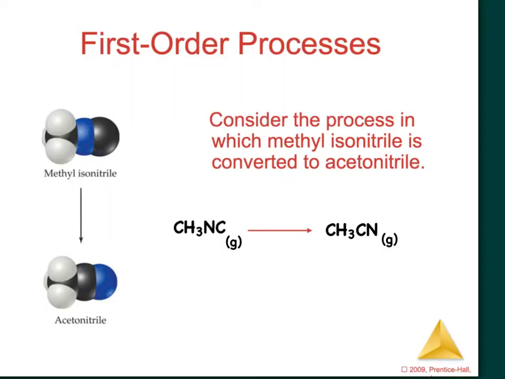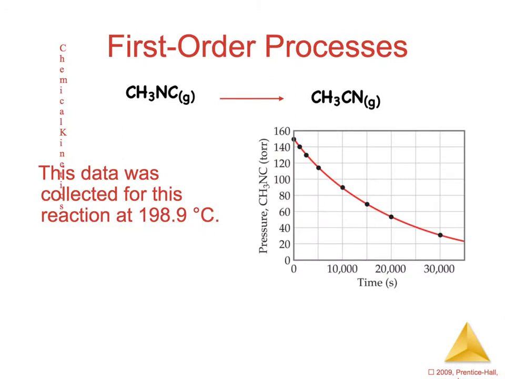The transformation of methyl isonitrile to acetonitrile is a first-order process. Both of these compounds are isomers, molecules that have the same atoms that are just arranged differently. This kind of reaction is called an isomerization reaction. Since both species are gases, we can take a look at their partial pressures over time. So you can see how our reactant's partial pressure, the methyl isonitrile, decreases over time as that reactant is converted into our product. And as you can see, graphing pressure versus time gives us a curve.